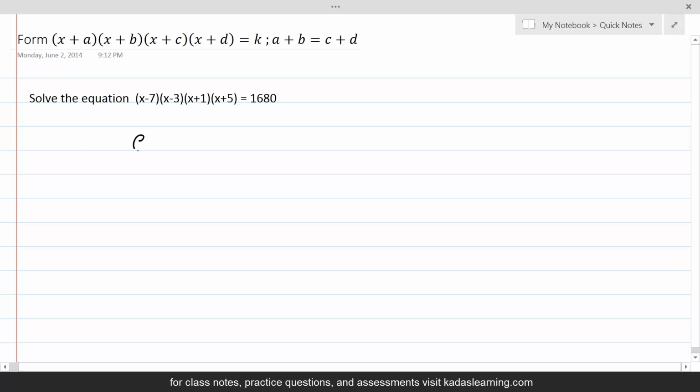So the given equation is (x - 7)(x - 3)(x + 5)(x + 1) = 1680.